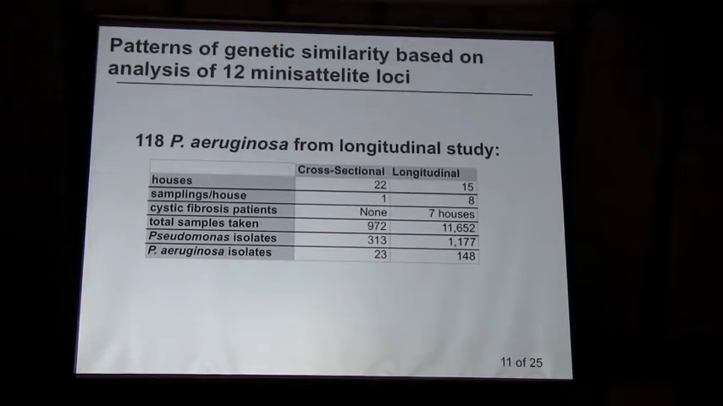For this experiment, we took 11,600 plus samples. We have over 1,000 Pseudomonas isolates, 148 of which are aeruginosa. So they're not that easy to get from the home environment. And what we did was look at genetic similarity based on analysis of 12 mini-satellite loci. We went with VNTRs because we were worried that multi-locus sequence analysis was not going to give us enough variability to really distinguish strains from within a home, which we wanted to be able to do.